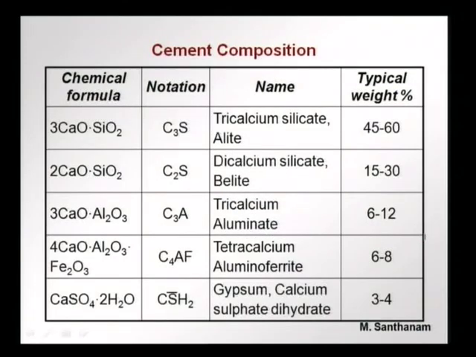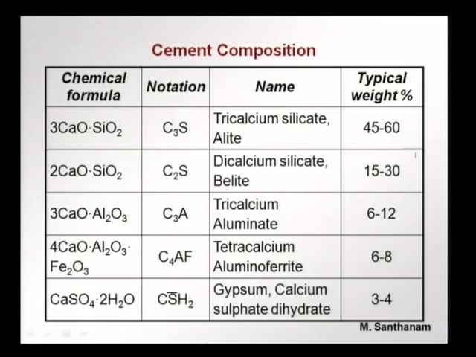Now, these compounds are present in complex forms. The main components which react with water and decide the behavior of hydrated cement and consequently those of concrete are C3S, which is tricalcium silicate, also called alite. 45 to 60% of cement is made up of C3S.